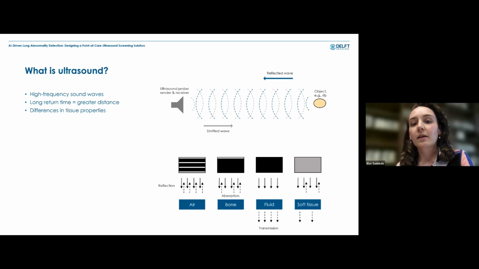And that's why you see horizontal lines in your ultrasound image. There could be a pleural effusion, which is black. So all fluid is black in ultrasound. And soft tissue, it partially reflects and it partially lets some waves through. So it results in different gray tints.